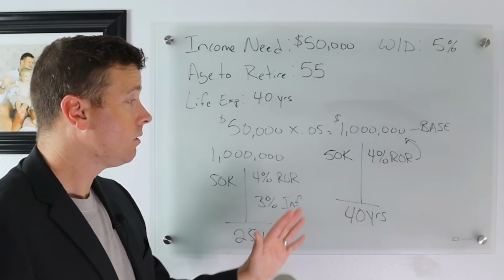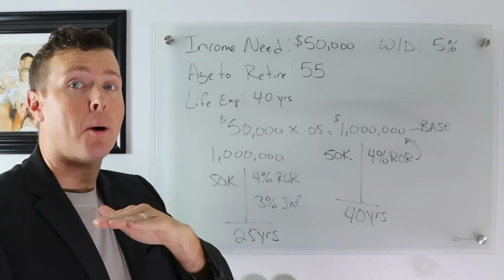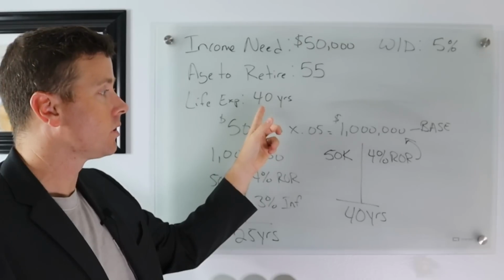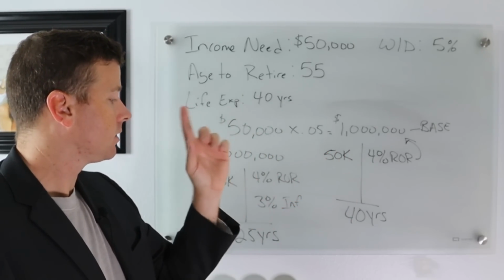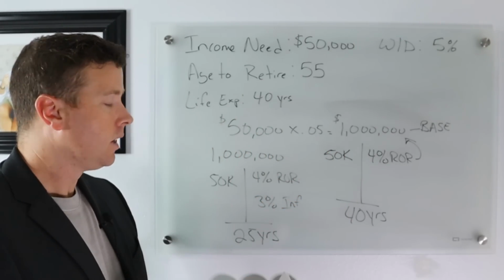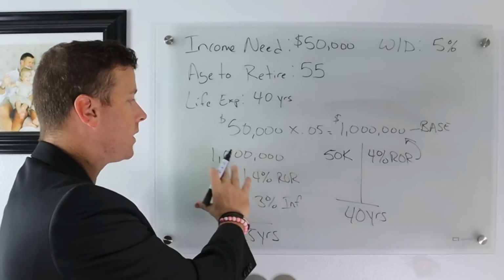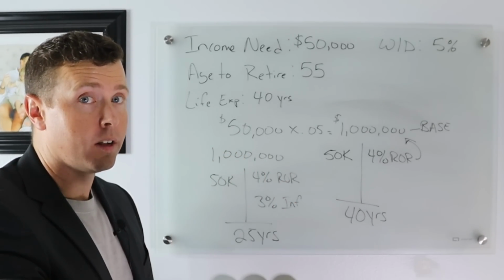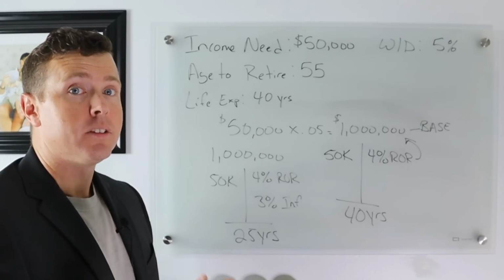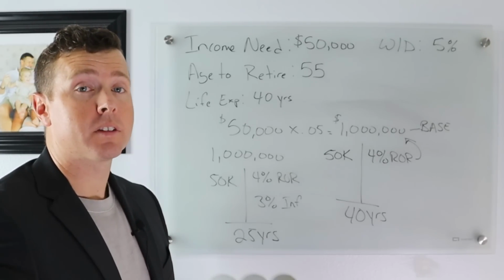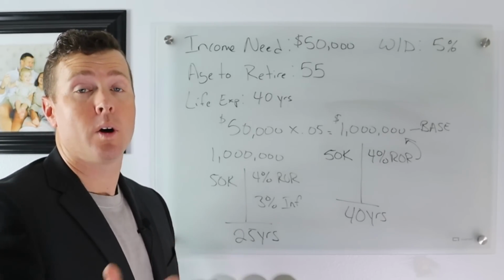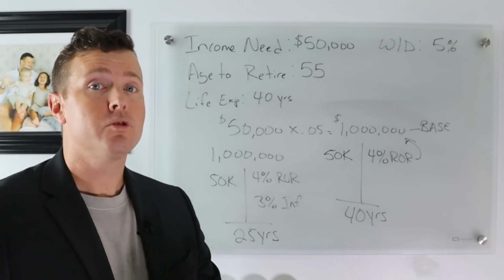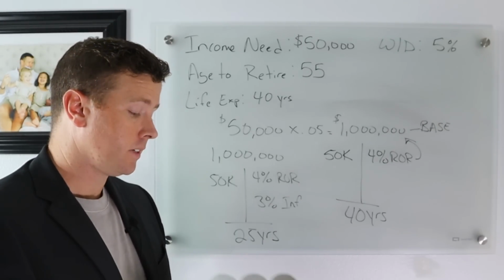So now we know we need $1 million. That's our base. But we need to try to keep that life expectancy at 40 years. So how do we increase this? Okay, so we got to do math. We know that $1 million is not enough to get us to 40 years. How much do we need to get to the 40-year life expectancy to retire at 55? Well, a couple things you can do. You could work longer if you wanted to, but let's say you don't want to work any longer. How much money do you need?